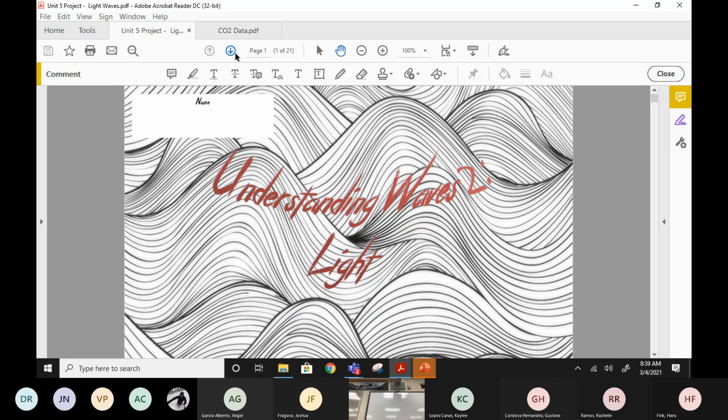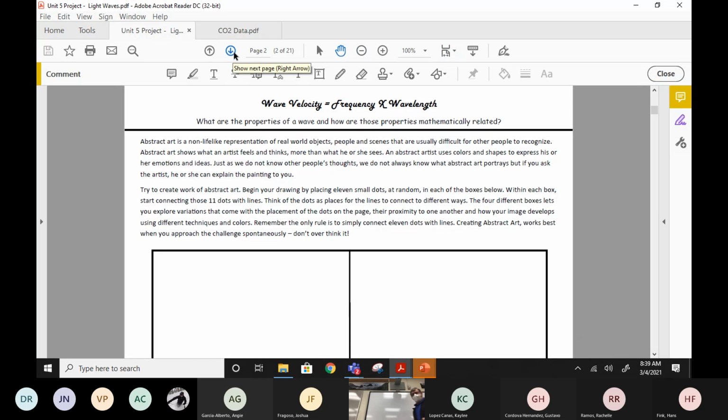Then on page 2, this one was just a little exercise in creating your own abstract art just by starting off with an arrangement of dots, 11 dots connected by lines. Just kind of a warm up to think about and compare that to the wave diagram on the front. So that's not a big deal, but hopefully you did it because it's worth some points.